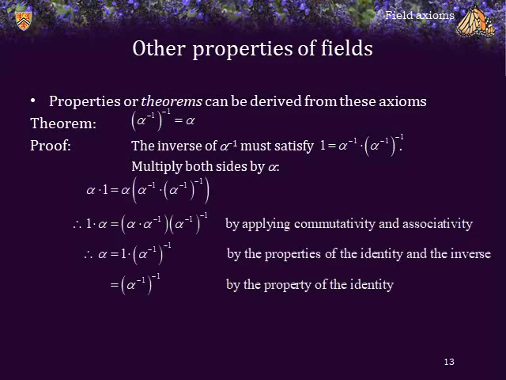Well, at this point we can just multiply both sides by alpha, and again by applying the axioms we see that yes, alpha must be equal to the inverse of the multiplicative inverse of alpha, and therefore the multiplicative inverse of the multiplicative inverse of alpha is equal to alpha. For example, the multiplicative inverse of 1.25 is 0.8, and the multiplicative inverse of 0.8 is 1.25.